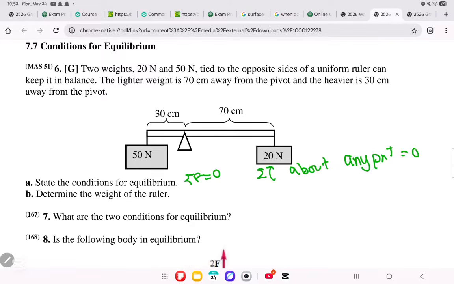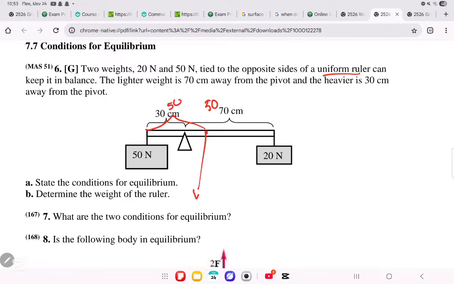Now they want us to determine the weight of the ruler. We know that the weight of the ruler will be acting, because first of all it's a uniform ruler, the weight of the ruler will be acting exactly at the center, meaning here is 50, right? This means that this over here is 50 and this over here is 50. But how much would it be from the pivot? You just need to do basic math. If all of this is 50 until here it's 30, how much is left? You'll have 20 left, right?